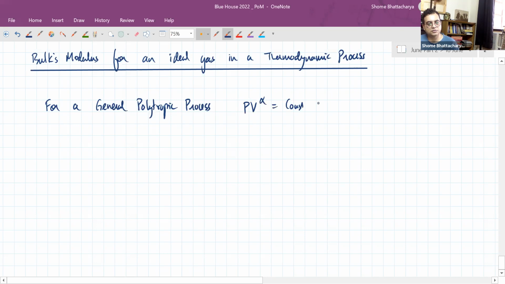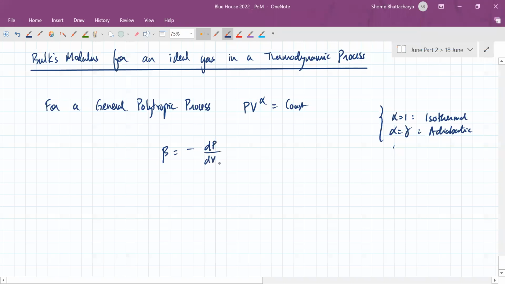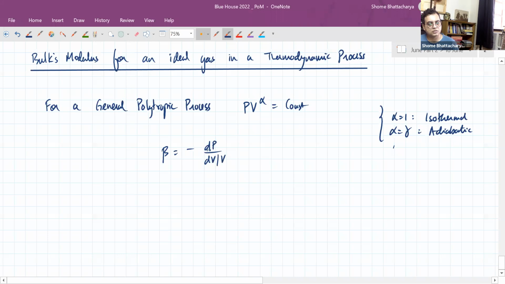So we have this, for example. You can see that alpha equal to 1 corresponds to isothermal. Alpha equal to gamma corresponds to adiabatic. Alpha equals any general value like that. Now you can see that bulk's modulus will be defined as, so that's gamma, right? Alpha is equal to gamma for adiabatic. Yes, we define it like this.